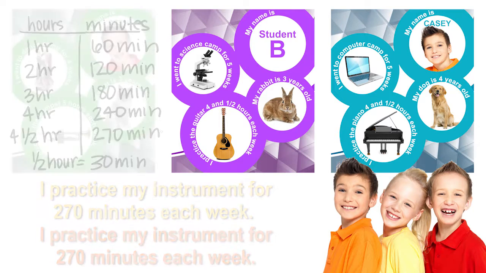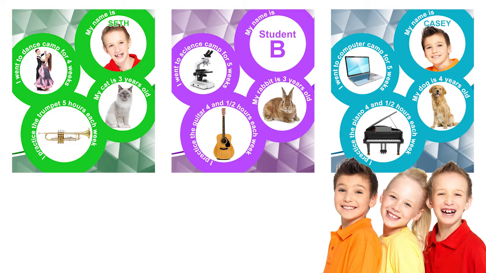We have already figured out that Seth was student A. We know for certain that Casey is student C. This means that Polly must be student B. She practices the guitar for 4.5 hours or 270 minutes.